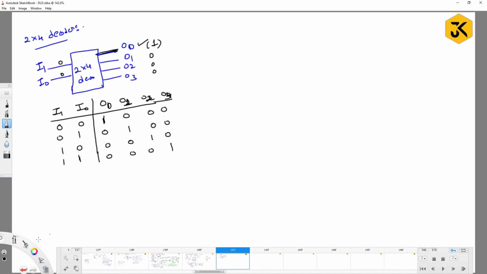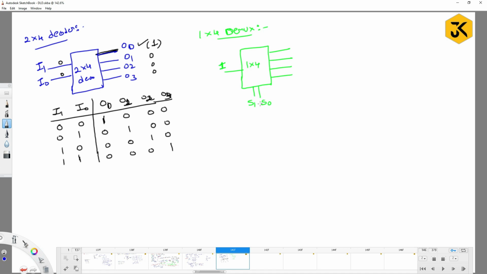But what about the case for a 1 by 4 demultiplexer? What is it going to do? If I have a demultiplexer of size 1 by 4, you are going to have 4 output lines, 1 input line and 2 select lines, S1 and S0. So does it look like a 2 by 4 decoder? Yes or no? How? Yes, very good.